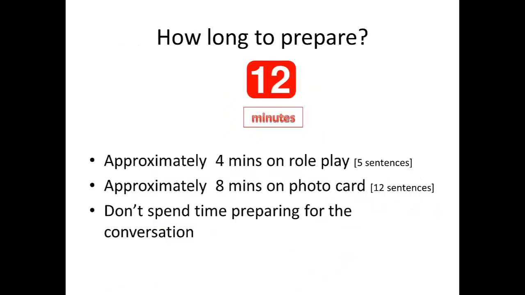You have 12 minutes to prepare for the exam, and we recommend approximately 4 minutes on the role play, because you'll be preparing 4 sentences for that. You've actually got to say 5, but you're preparing 4 of them. And approximately 8 minutes on the photo card, because for each of 3 questions you're probably preparing 3 or 4 sentences. Don't spend time though preparing for the conversation. You'll have done a lot of preparation for that in advance.